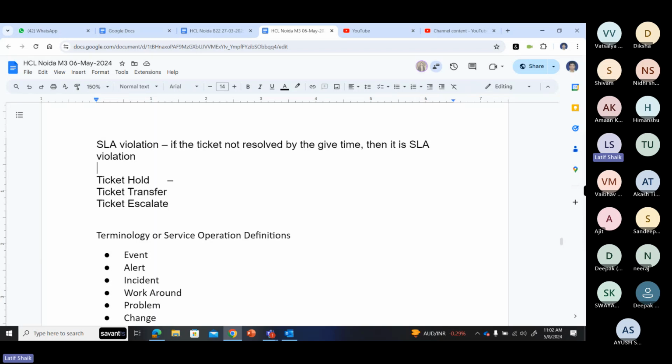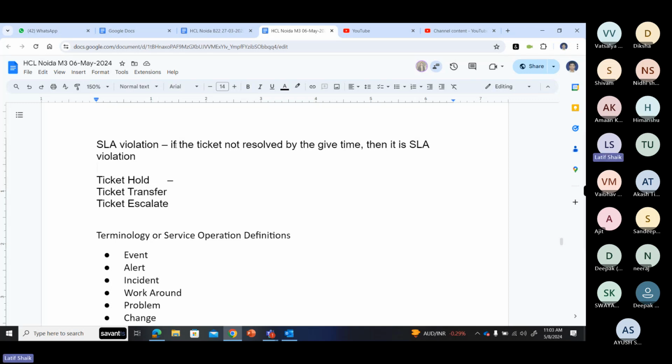Maybe you won't get another project next time. Not only did you lose the job, but that's no problem, you will join another company. But the company has a problem: the company lost the customers. That is not good for anybody, right? So that is an SLA violation. Guys, do you understand what an SLA violation is? Yes, sir. Okay.